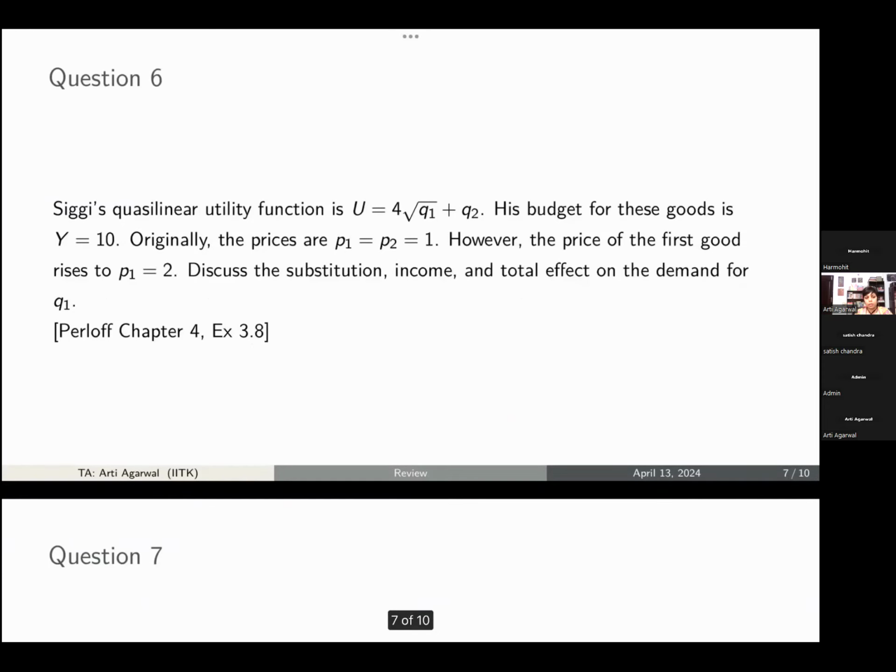So this question is again a similar question, but we will do a slightly more interesting thing in this question. All the other questions are not from any book. This is a question from Perloff, from chapter 4. It's one of the questions.